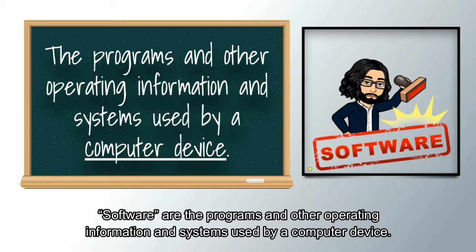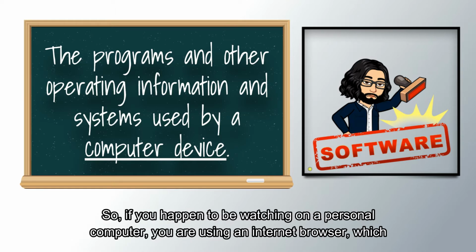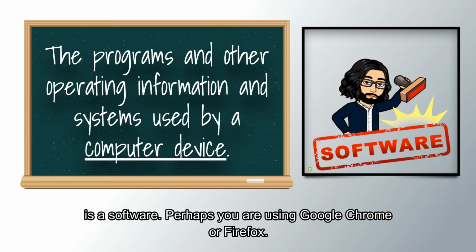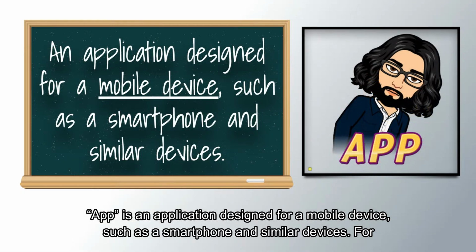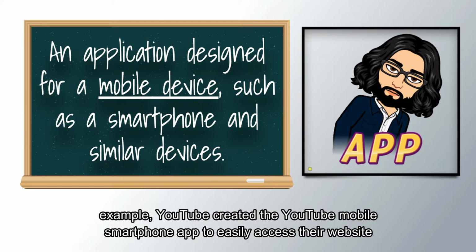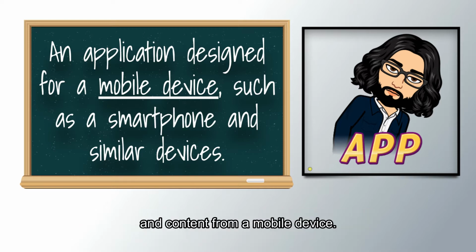Software are the programs and other operating information and systems used by a computer device. So, if you happen to be watching on a personal computer, you're using an internet browser, which is a software. Perhaps you're using Google Chrome or Firefox. App is an application designed for a mobile device, such as a smartphone and similar devices. For example, YouTube created the YouTube mobile smartphone app to easily access their website and content from a mobile device.